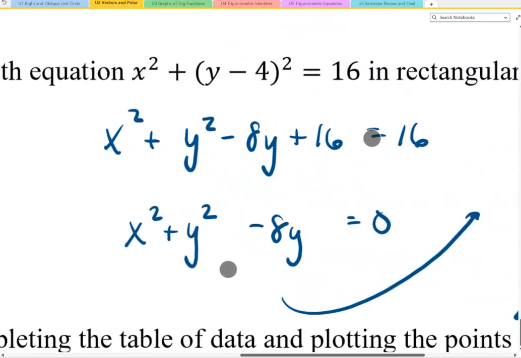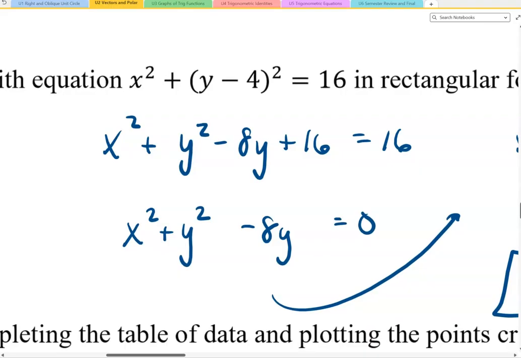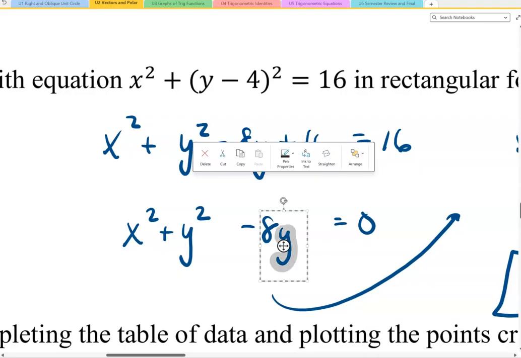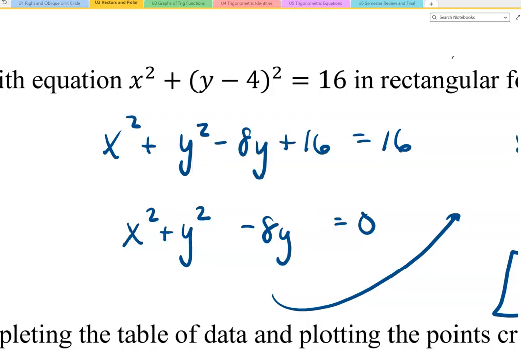For number 8, we had to try something a little bit more interesting this time. Again, we're trying to convert from rectangular form into polar form, so that means get rid of all of the x's and y's and replace them with r's and thetas. A helpful trick here is to go ahead and square this binomial y minus 4. That becomes y squared minus 8y plus 16.